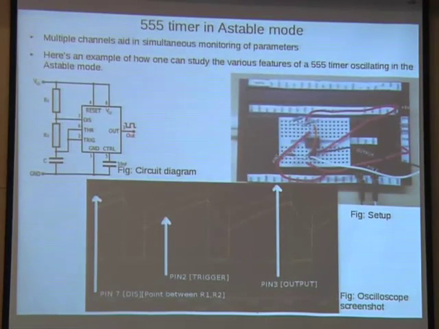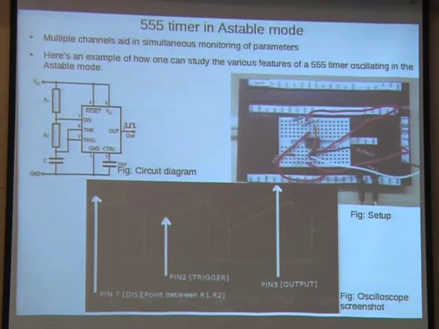Okay, here's an example of a 555 timer in astable mode. Some of you might have used a 555 timer. It actually creates an oscillating digital signal at the output, that's pin number 3, based on the ratios of resistances 1, 2, and the capacitor there.